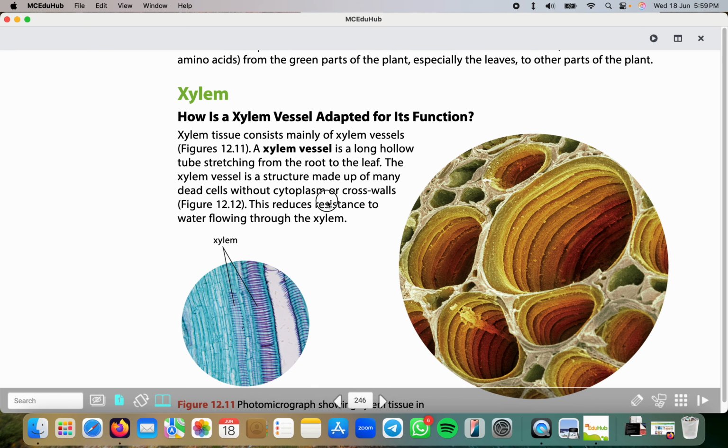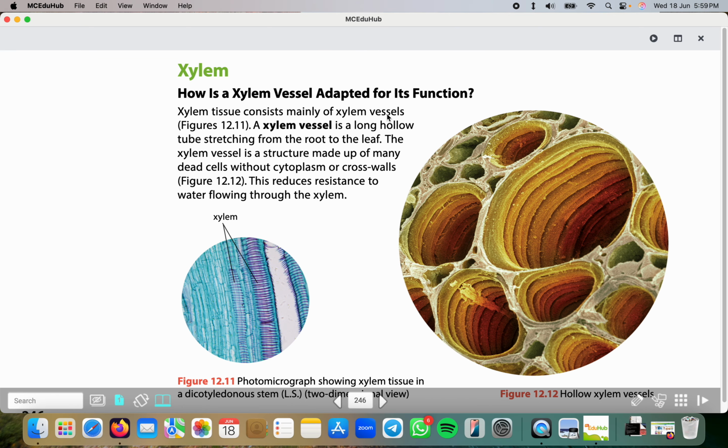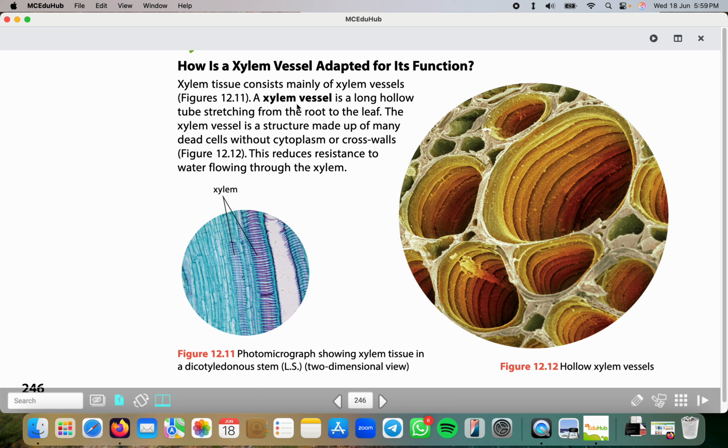So let's look at how the xylem is adapted for its function. A xylem vessel is a long hollow tube that stretches from the roots all the way up to the leaves. And the xylem vessel is made up of many dead cells without cytoplasm or cross walls. Okay, so you might be wondering, how come it's a dead cell? Actually, when the xylem is still young, when it's called immature xylem, it's a living cell.